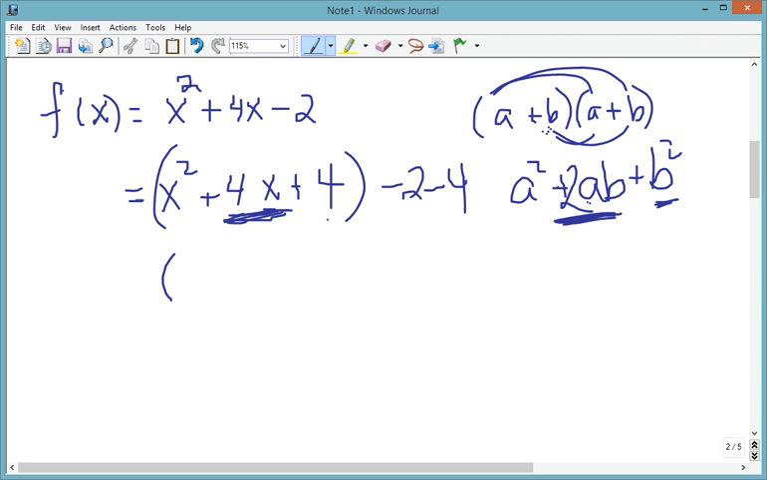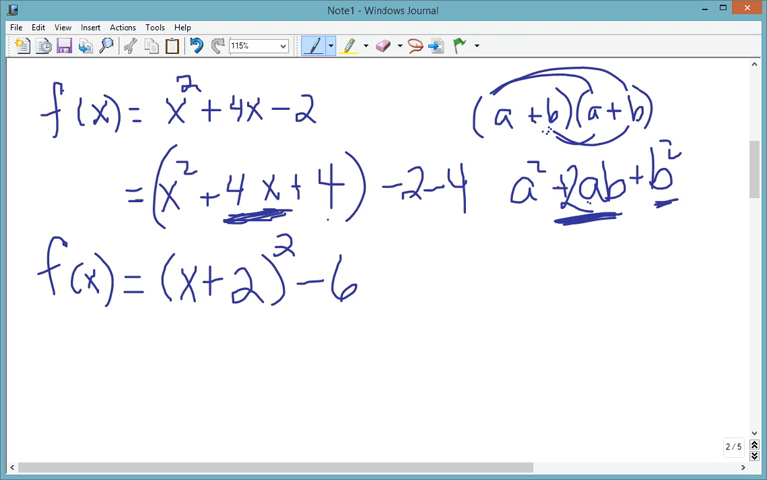Alright, now I made this a perfect square. So it's really x plus 2, which was half of that, right? This is my b. It's the square root of this, it's half of that. Squared, and I add these together, or subtract them, so I get -6. Okay, so this is my equation in standard form, or vertex form. My vertex is going to be -2, -6.